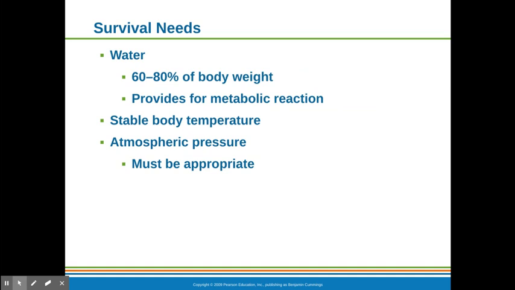Okay, water. We have to consume water, believe it or not. It accounts for 60 to 80% of our body weight, our mass, and provides for metabolic reactions. So, what I tell all of my students every year is that when you eat an actual meal, let's say you go to Applebee's and you get a quesadilla.